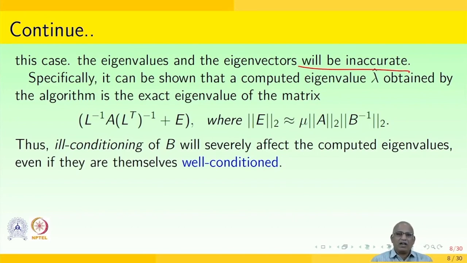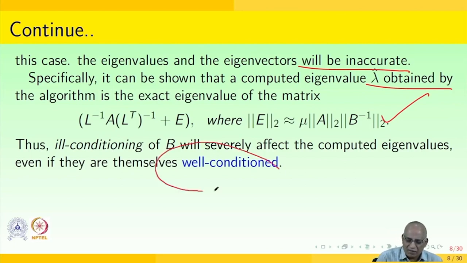Specifically, it can be shown that a computed eigenvalue lambda obtained by the algorithm is the exact eigenvalue of the matrix L inverse A (L transpose) inverse plus E, where norm of E 2 is mu times norm of A 2 times norm of B inverse 2. Thus, ill conditioning of B will severely affect the computed eigenvalues even if they are themselves well conditioned.